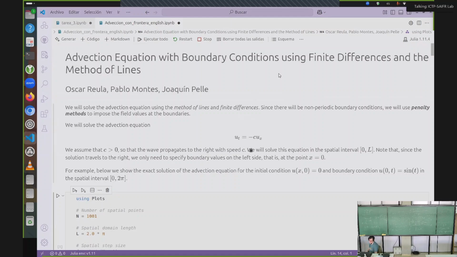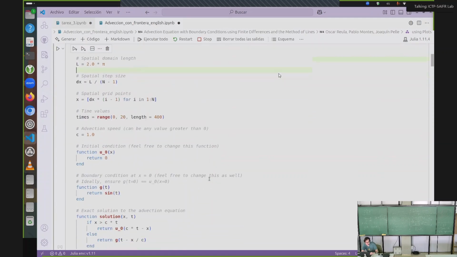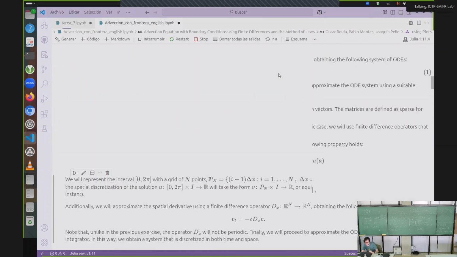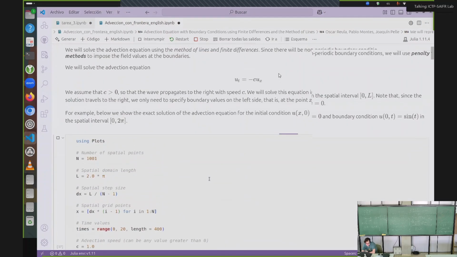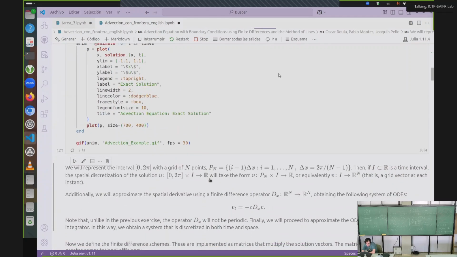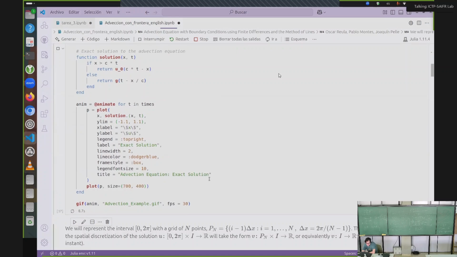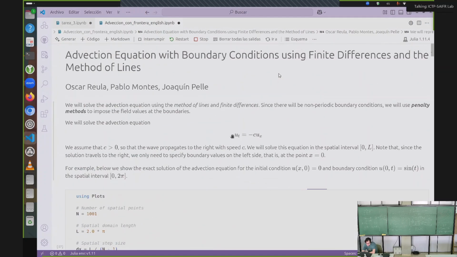Later on in the homework, you will actually have to work, for example, with the wave equation. Not so much with the advection equation, but as you know, the wave equation is actually two advection equations going in different directions. So here, what I want to show you is what we are expecting to simulate. We have this equation here, and we have some boundary conditions at the boundaries.